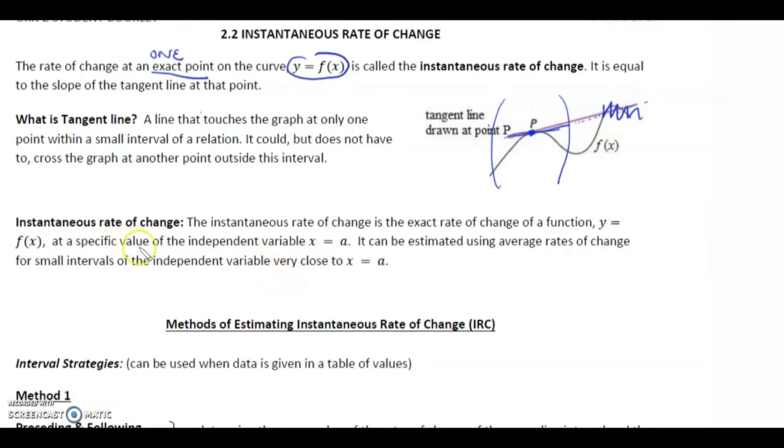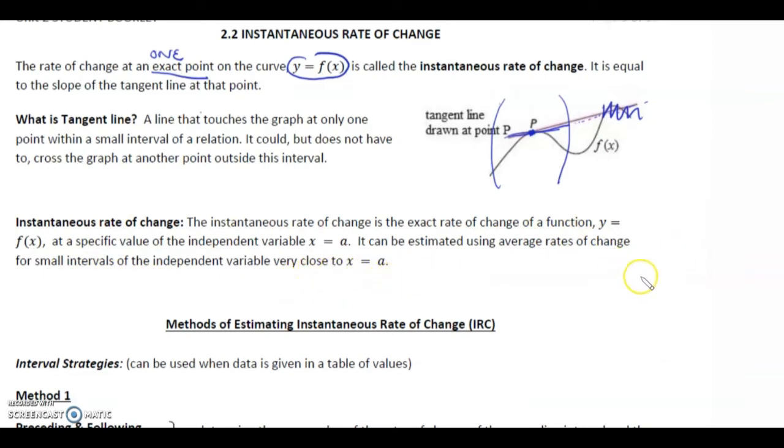Okay, so instantaneous rate of change. The instantaneous rate of change is the exact rate of change of the function y equals f of x, whatever function we're talking about, at a specific value of the independent variable, x equals a. It can be estimated using average rates of change for small intervals of the independent variable very close to x equals a.